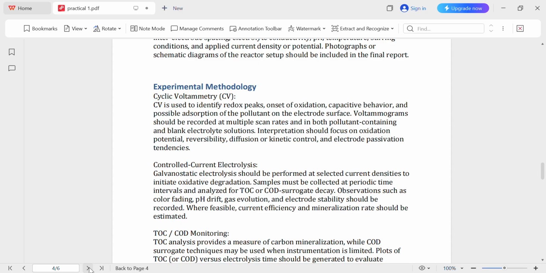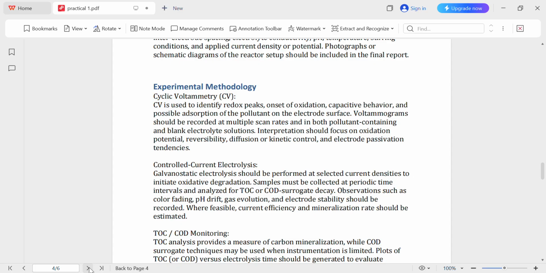Next is controlled current electrolysis. Galvanostatic electrolysis should be performed at the selected current densities to initiate the oxidative degradation. This means use a constant current to break down the pollutants. Next, samples must be collected at periodic time intervals and analyzed for TOC and COD surrogates. This means take samples at set times and measure the pollutant removal using TOC and COD.